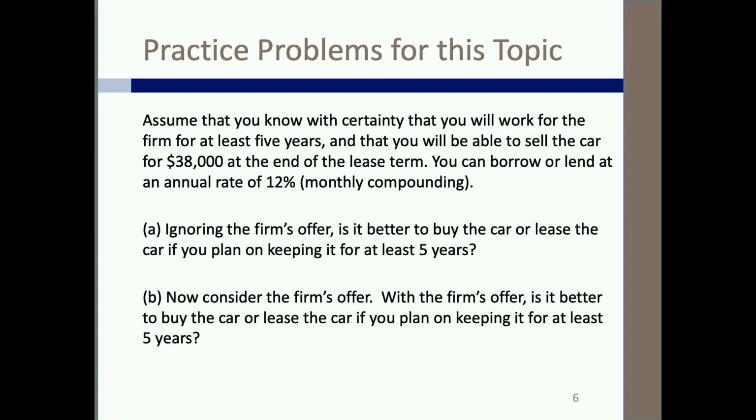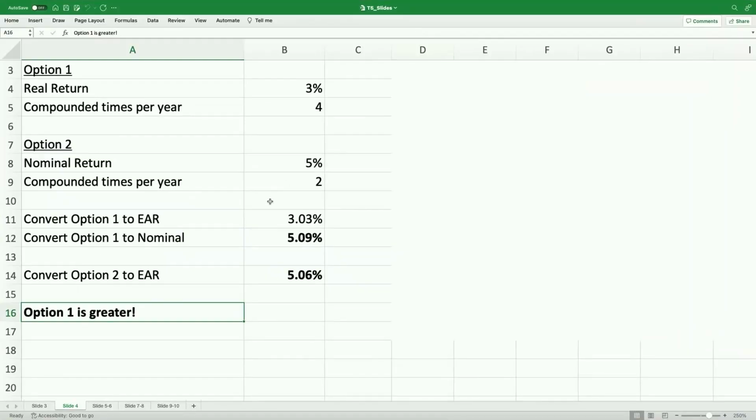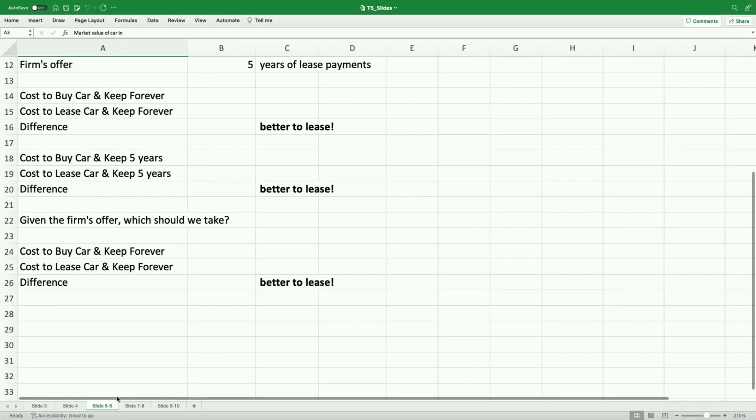A says, ignoring the firm's offer, is it better to buy the car or lease the car if you plan on keeping it for at least 5 years? B, now consider the firm's offer. With the firm's offer, is it better to buy the car or lease the car if you plan on keeping it for at least 5 years? All right, a lot to think about. Let's jump to Excel. Next slide.